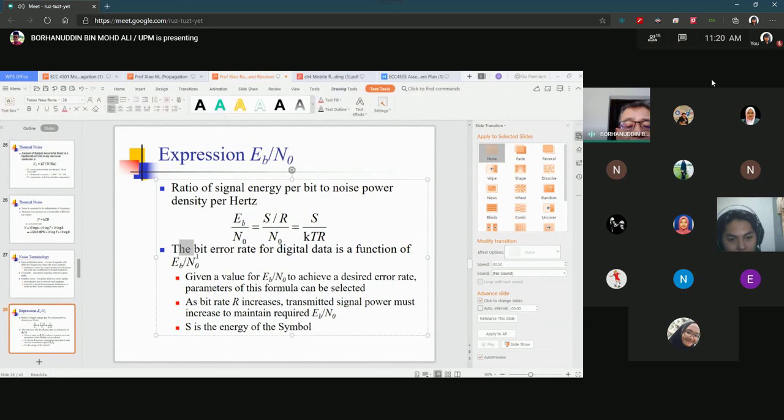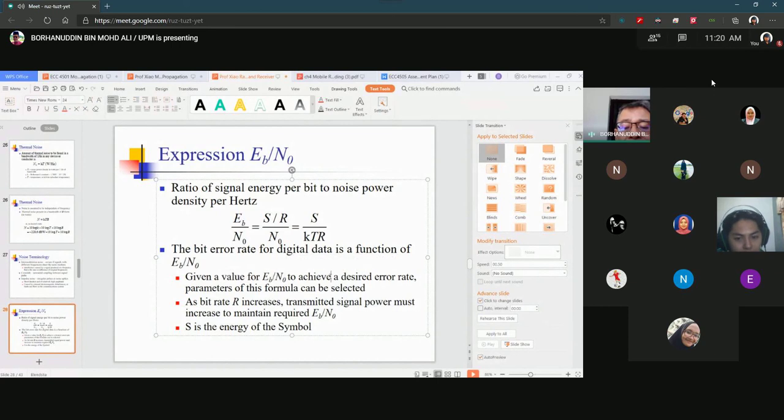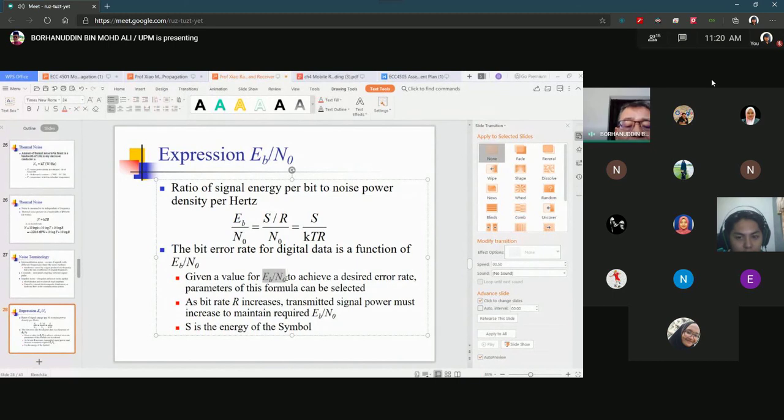So the bit error rate for digital data is a function of Eb over N naught. If you're given a value of Eb over N naught to achieve a desired error rate, this formula can be used. So normally you say, okay, given that you have Eb over N naught of so much, how much data can you transmit, for example, or what is the probability of error that you will get with this kind of Eb over N naught and the transmission rate. So this is good for people who do design later for research.